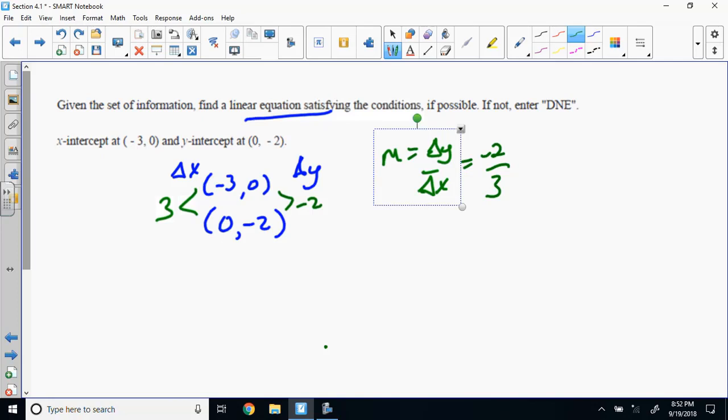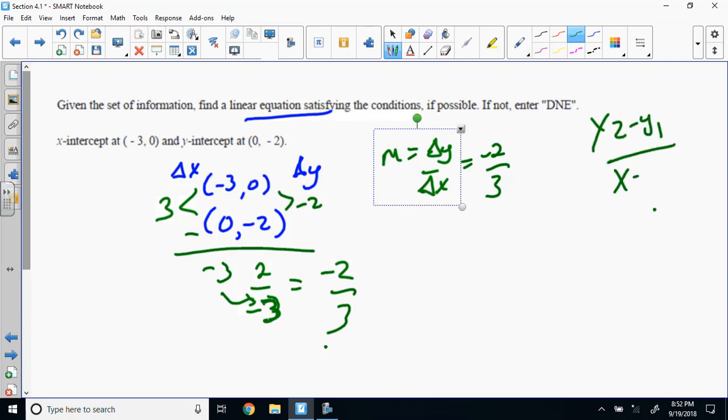Now you could throw a subtract here and go negative 3 minus 0, which would be negative 3. 0 minus negative 2 would be a positive 2. And then you just slide that underneath. And there you go. And then you go negative 2/3. That's fine too, because you're lining up your y's and you're lining up your x's and you subtract. And that's what y2 minus y1 over x2 minus x1 is. So that's really what you're doing. And this is changing x, so it comes underneath, right? Does that make sense?